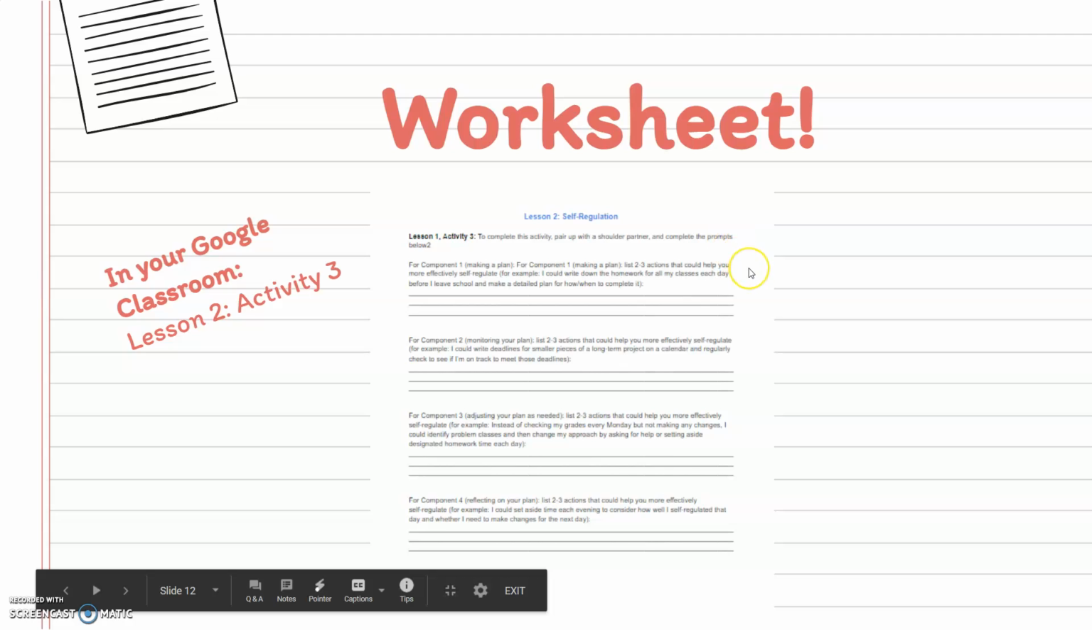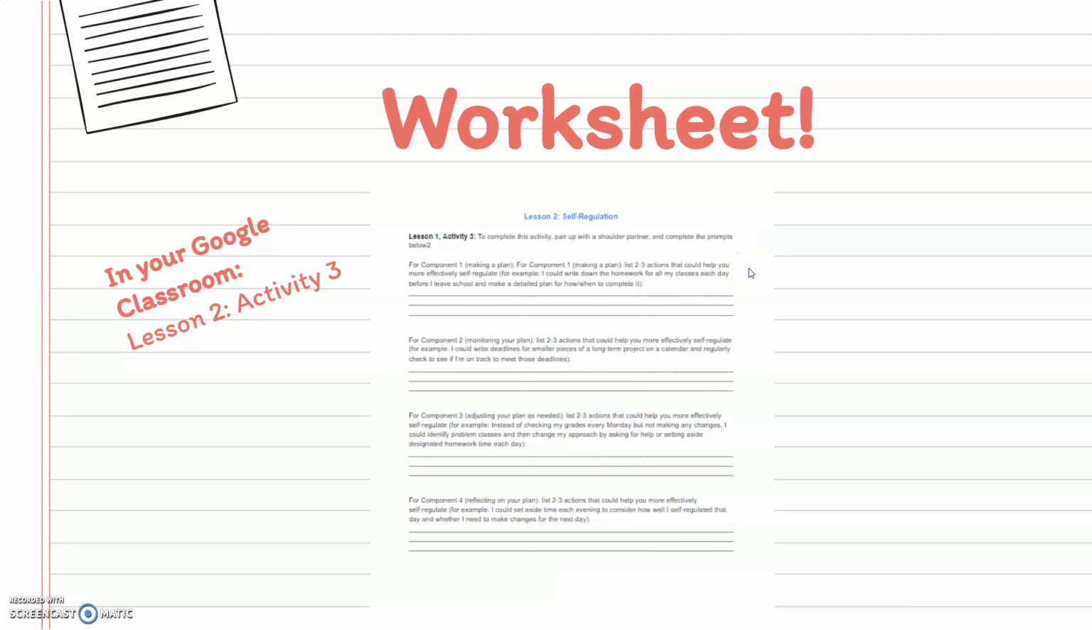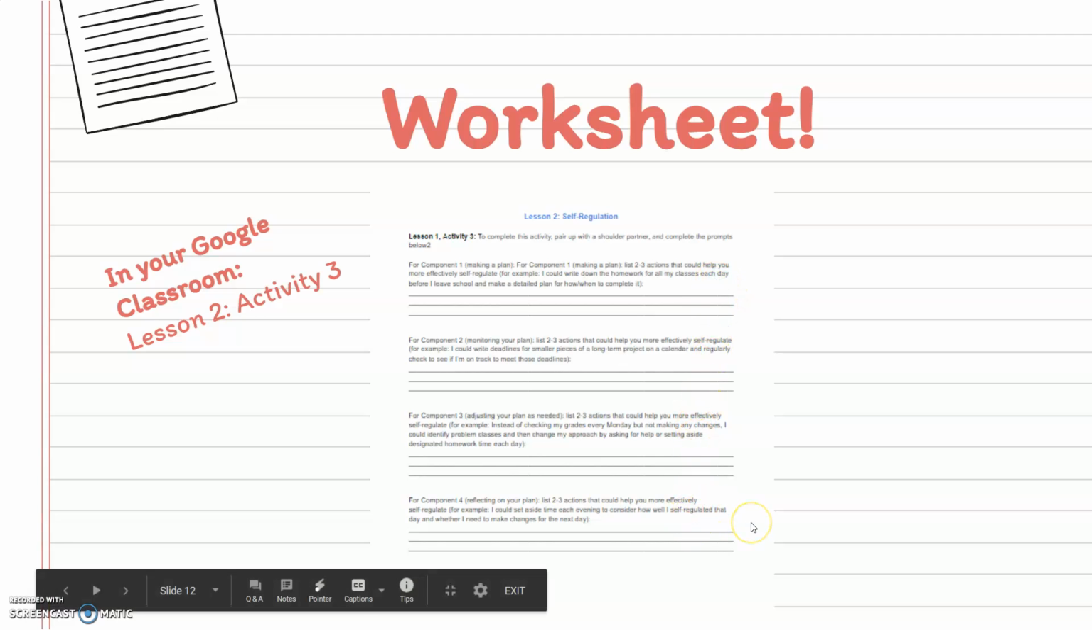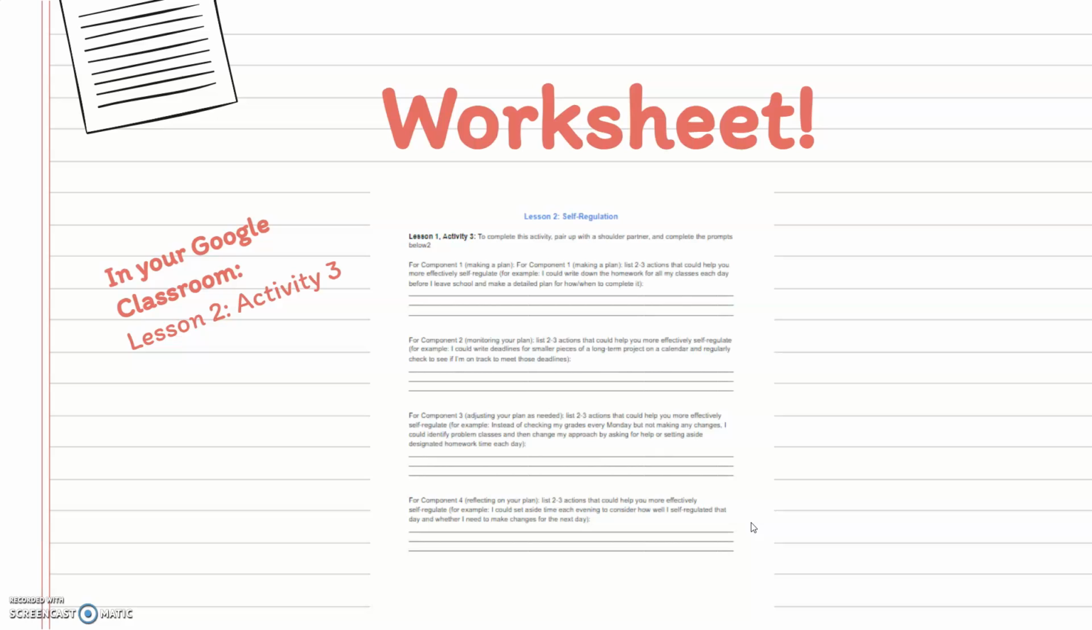On here, there are 4 components. You're making the plan, you're monitoring your plan, you're adjusting your plan as needed, and reflecting on your plan. Each of these have a different set of instructions. Please sit with your shoulder partner and complete these prompts below.